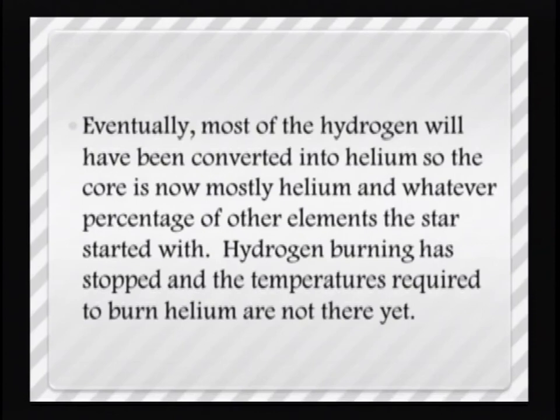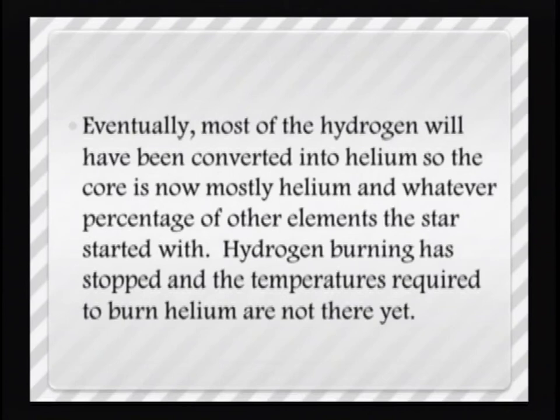Now, eventually, most of that hydrogen is going to have been converted into helium, and so when that happens, obviously things are going to start running down. And if we're talking about those really large stars, you're going to have lots of helium in the core, and you're also going to have whatever other materials you might have had there to start with. So we're going to get this hydrogen burning that's going to stop.